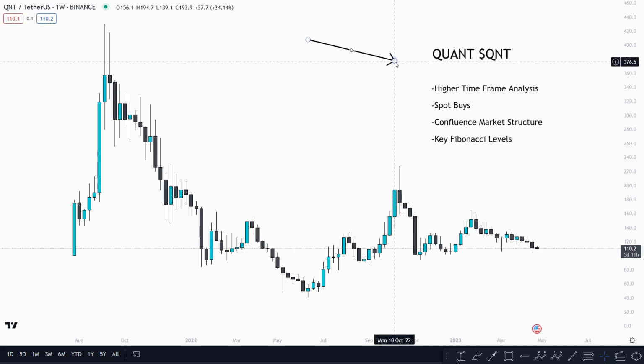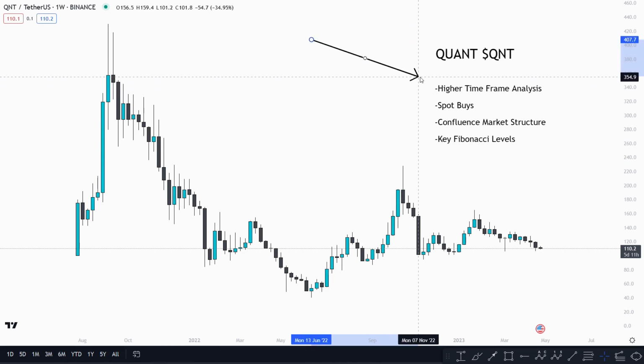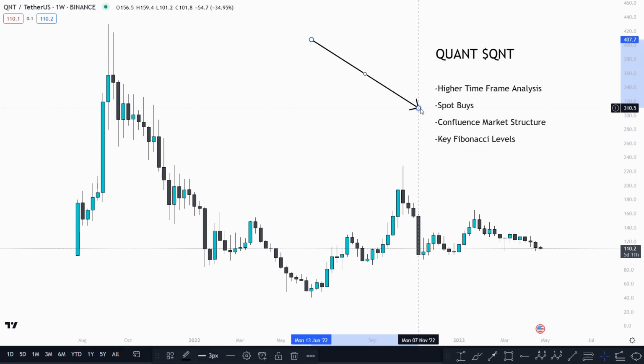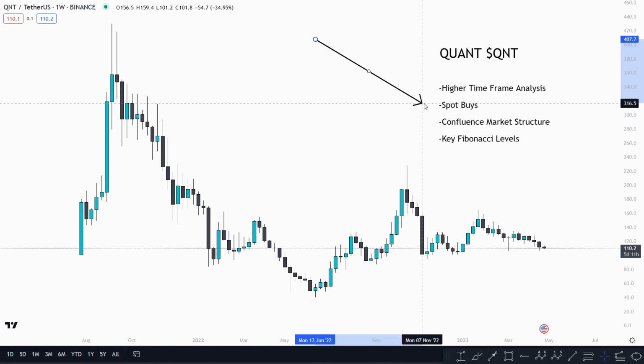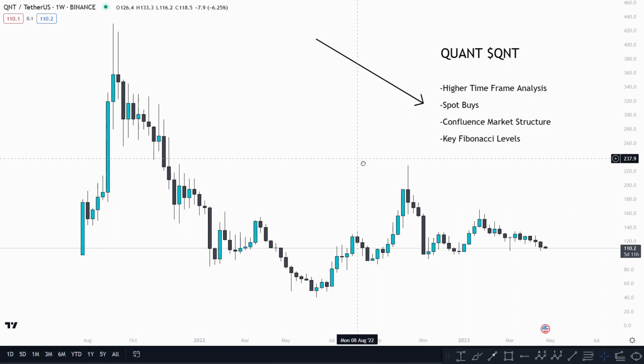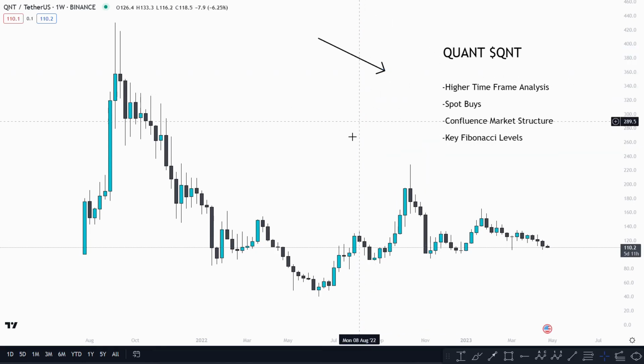Today we're going to be taking a look at Quant Network, QNT, really looking at the top-down analysis on the higher time frame to look for the confluent market structures and the key Fibonacci levels as usual, to look for the zones that we might want to be entering for spot positions and long-term holdings. I don't know too much about Quant or the fundamentals, but I do know it has connections within the digital pound and the central bank digital currency narratives that might fuel the next bull run for crypto and the higher prices for Quant.